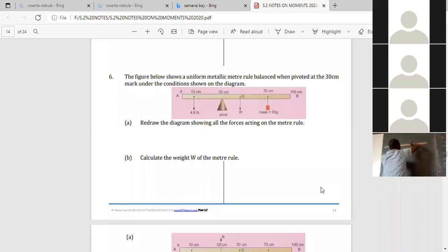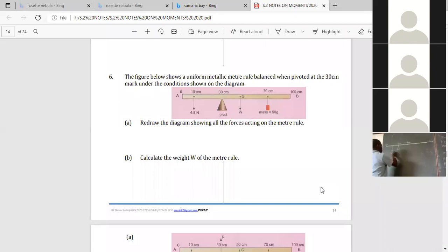A uniform meter rule starts at 0 and ends at 100, and at 50 something happens there. It is balanced at the 30 centimeter mark. And there are forces of 4.5 and 4.8. Take 4.8. It acts at what centimeter mark?